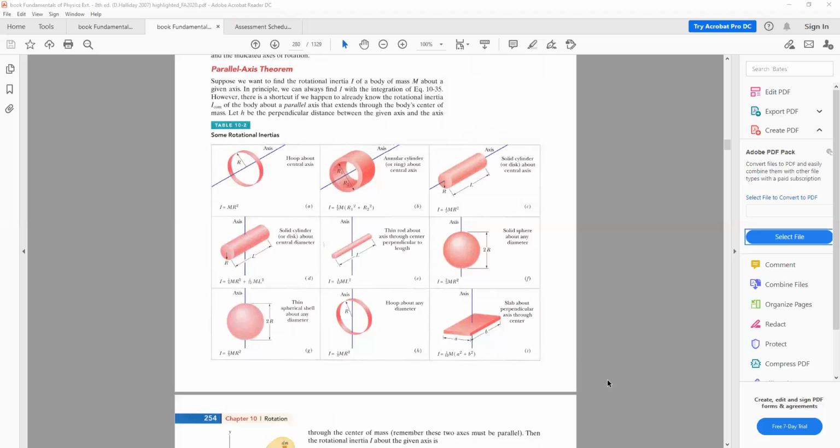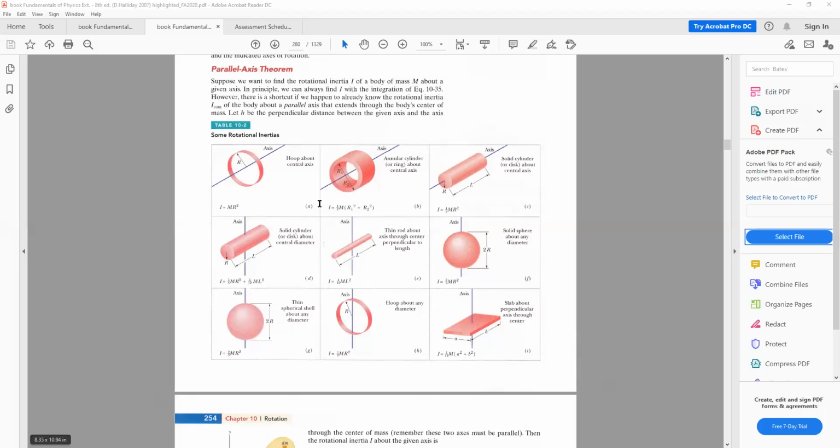Okay. Can you see this table now? Can you see the table?